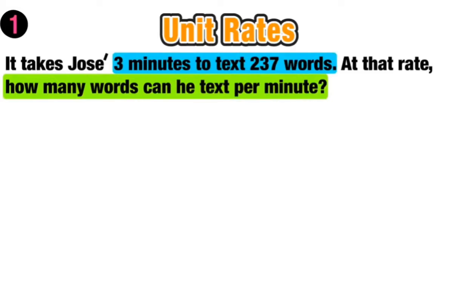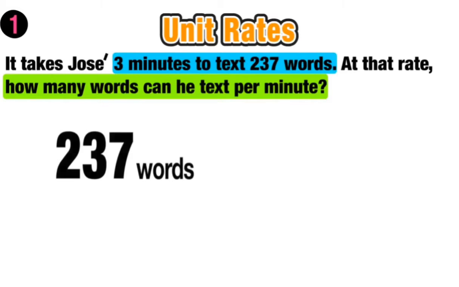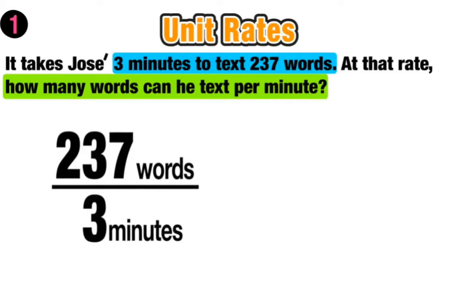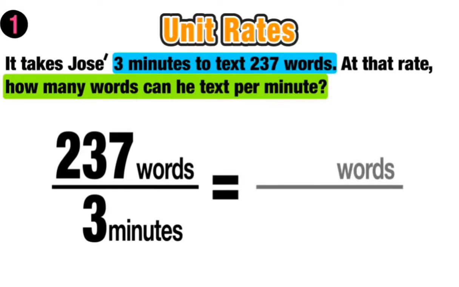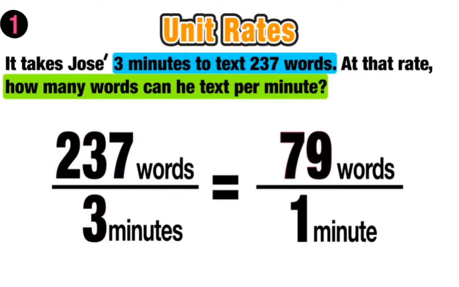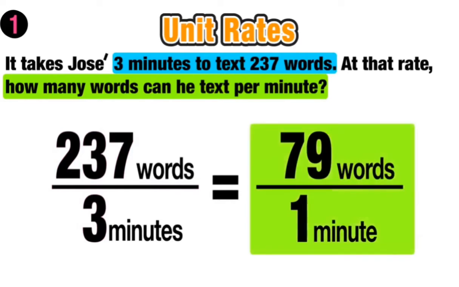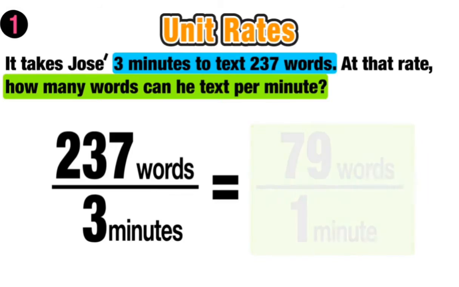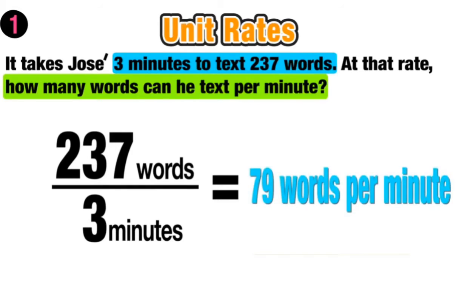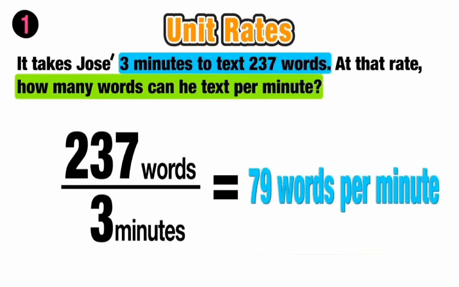Now, let's take this last example. Josie can type 237 words in 3 minutes. How many words can he type per minute? The same way we divide the number by 3. And what do we get? When you divide properly, you are going to get 79. So 79 words in 1 minute. So a better way of writing it is to say 79 words per minute.